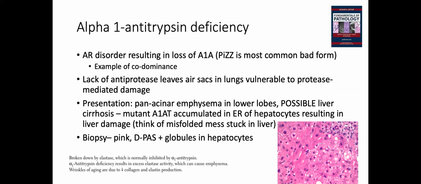So basically, we've got all of this mutant A1AT accumulating in the endoplasmic reticulum of the hepatocytes. So think of this big old misfolded mess that's stuck in the liver and it can't get out. So in a biopsy, we're going to see these pink PAS-positive globules in hepatocytes. Remember, any other time in GI that we see PAS positive is going to be Whipple's disease. So this is what this looks like. And so they're going to also have more wrinkles because they're going to have decreased collagen and elastin production.